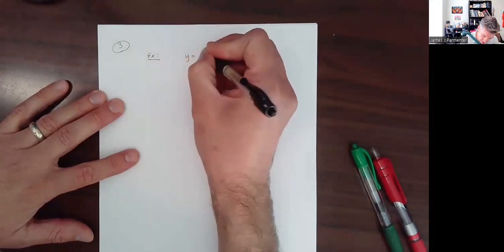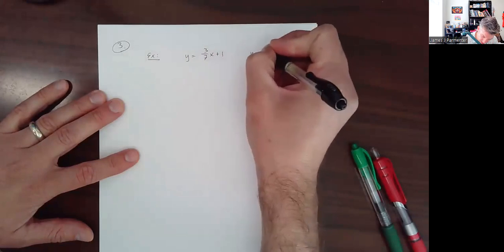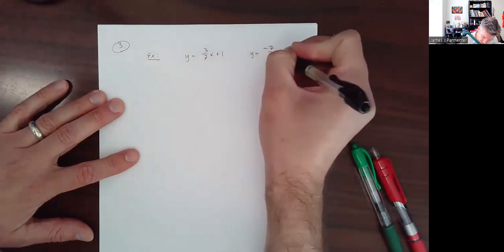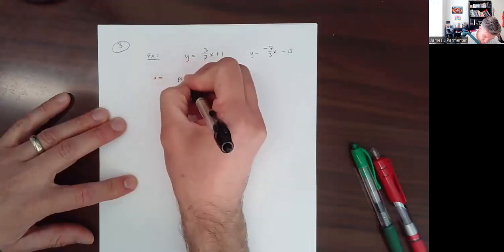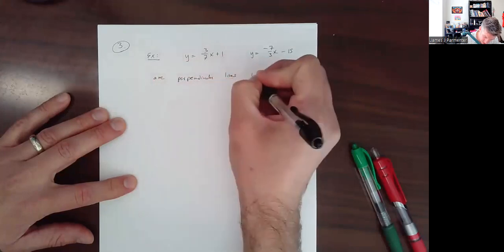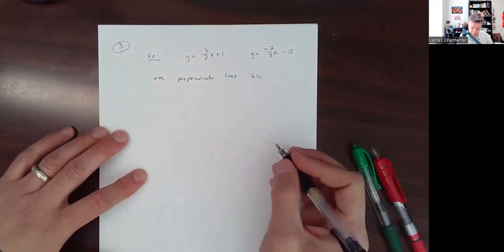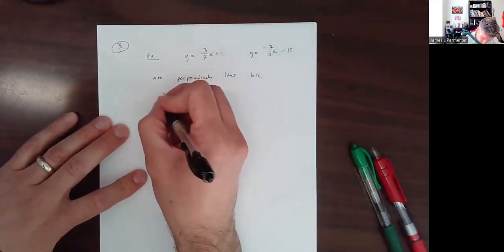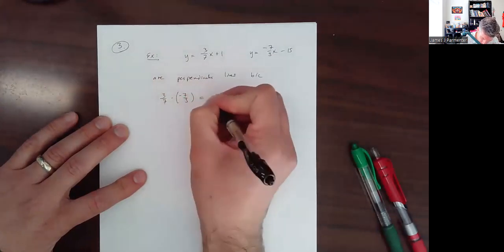So for example, y equal to 3/7 x plus 1 and y equal to -7/3 x minus 15 definitely are perpendicular, because 3/7 and -7/3 are opposite inverses, or if you prefer, 3/7 times -7/3 is equal to -1.